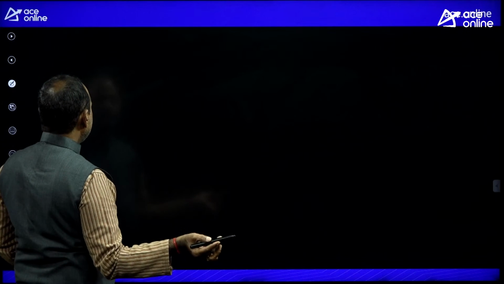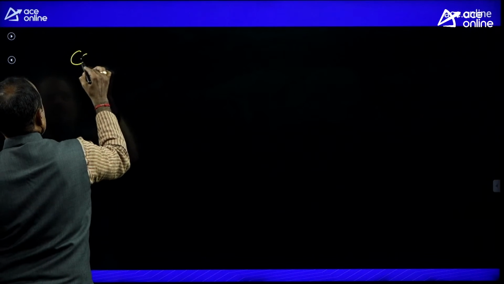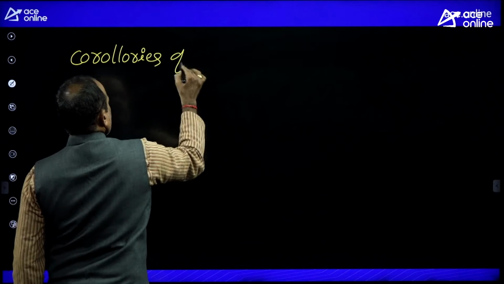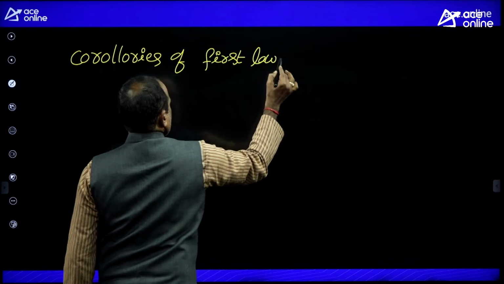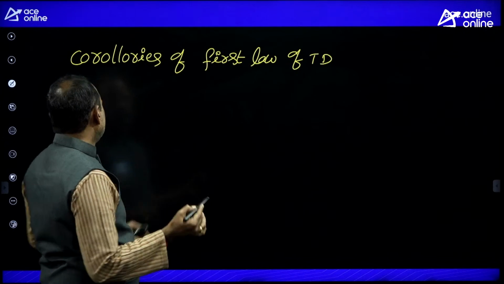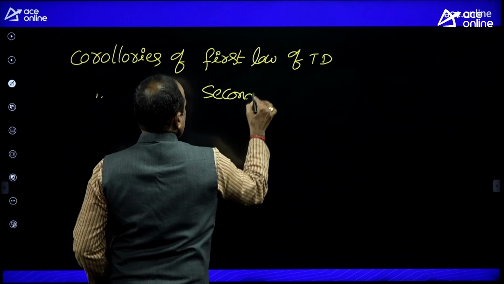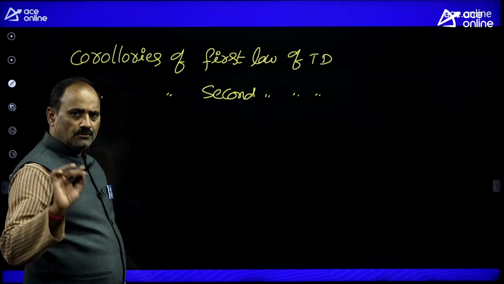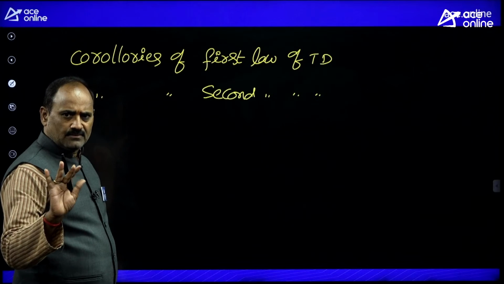Then you try to go through the important concepts like corollaries of the first law of thermodynamics. Corollaries means achievements. Similarly, corollaries of the second law of thermodynamics. There are 4 corollaries from each law. Try to go through those 4 corollaries of both the first law of thermodynamics and the second law of thermodynamics.